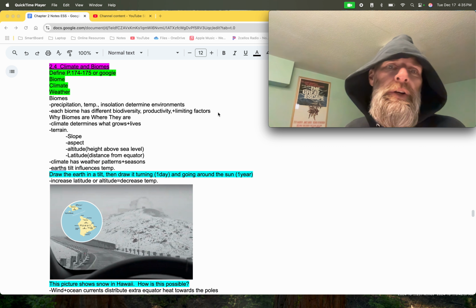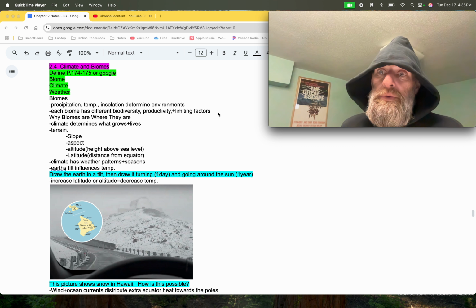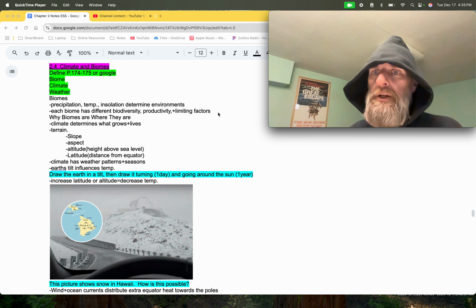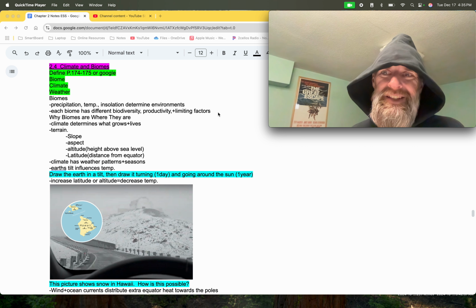So, why biomes are where they are. Climate determines what grows and what lives, and as a result, what grows and what lives determines what we do as human beings. Look at the food we have. Sure, globalization has impacted it, but a lot of it's what food grows locally and what you can do with it, what spices grow. How do you make it yummy? And then what do you got to cook with?